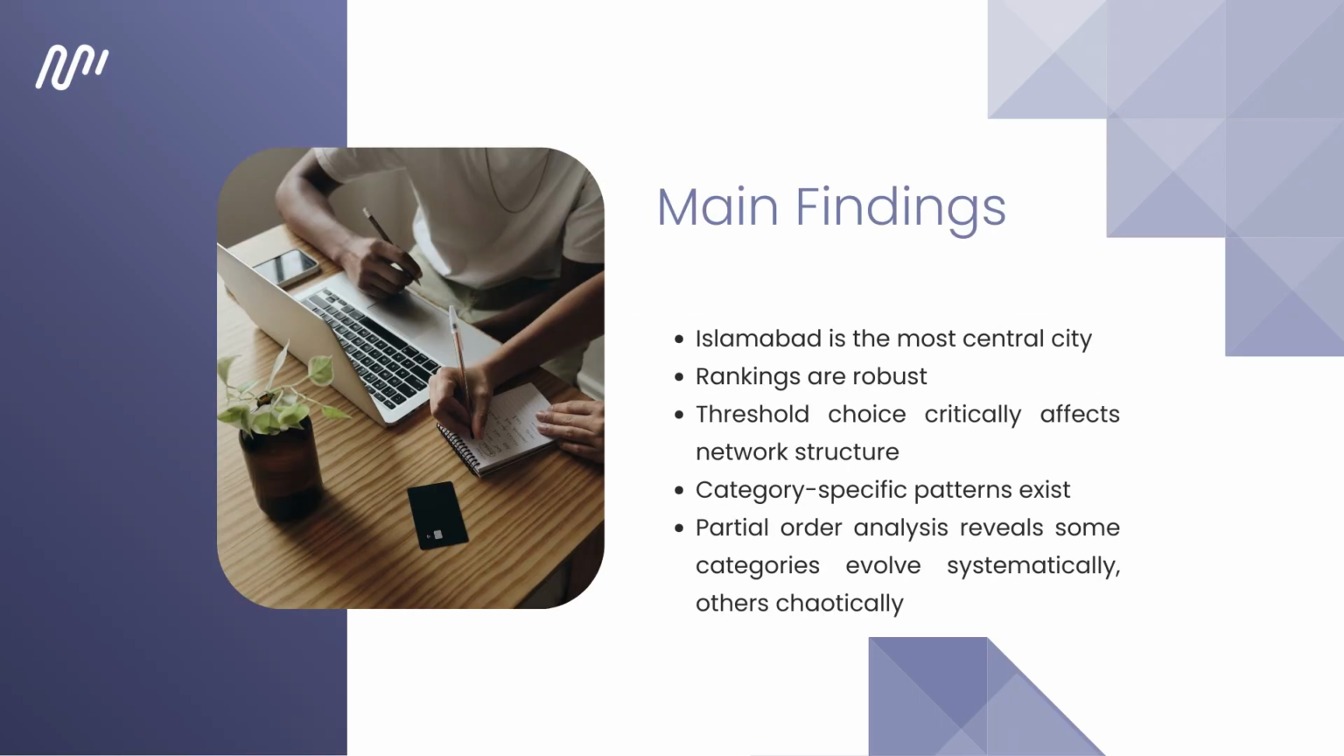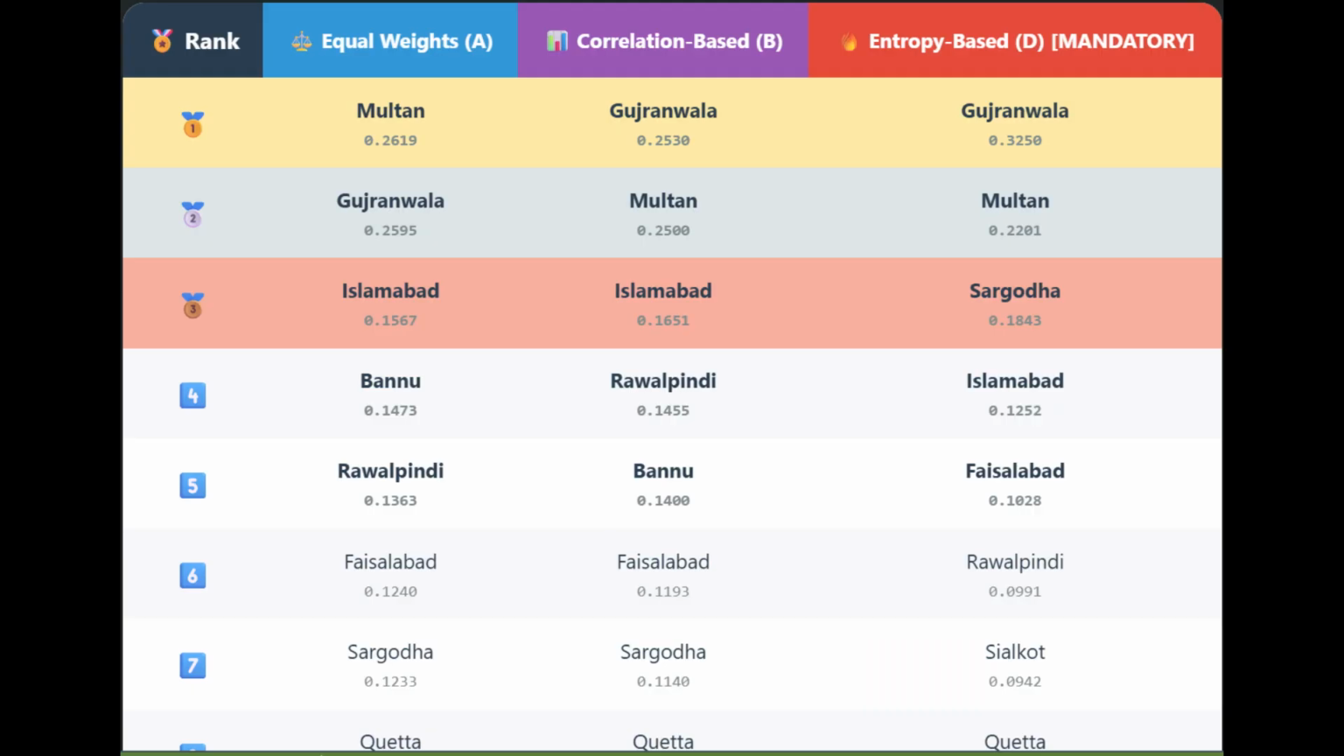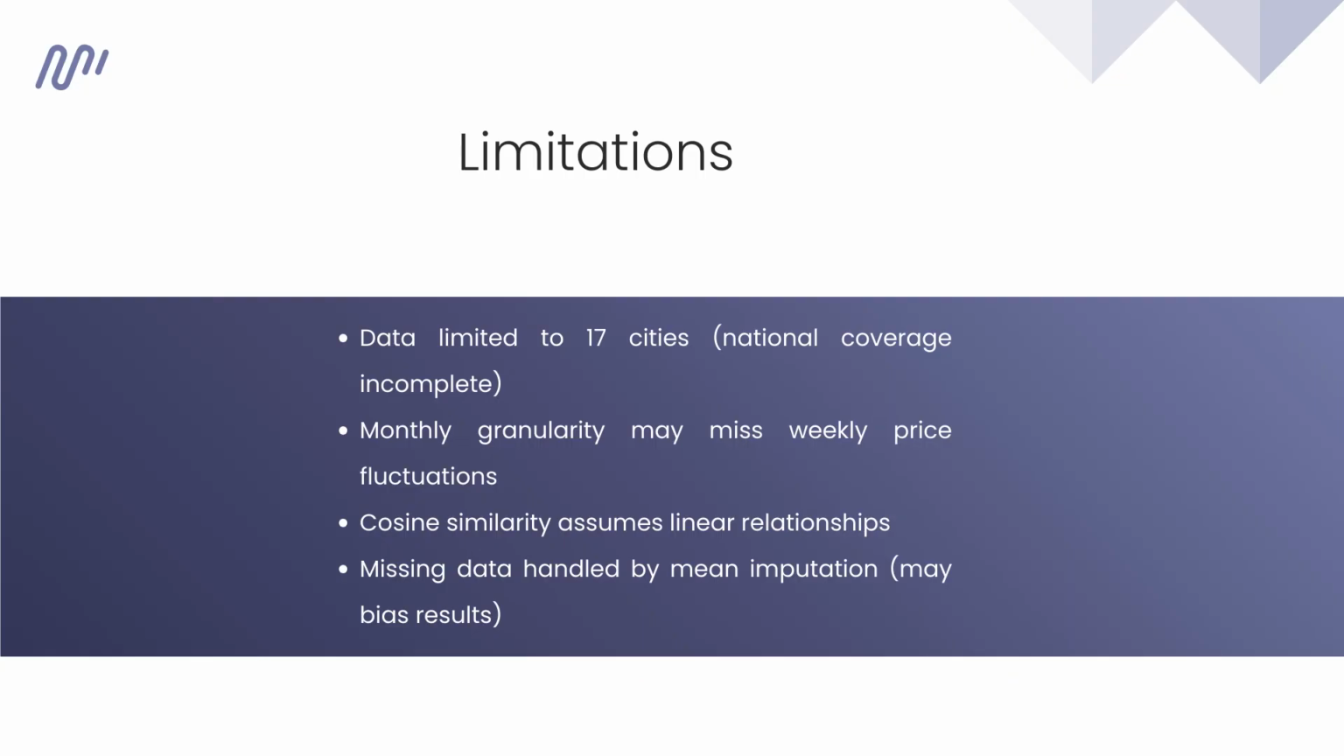Our key findings: Islamabad is the most central city across all weighting schemes and time periods. The rankings are robust, however. The threshold choice critically affects network structure and city clustering. Category-specific patterns exist. Oils and utilities are highly correlated, while clothing and fruits are more variable. Partial order analysis reveals some categories evolve systematically, others chaotically.